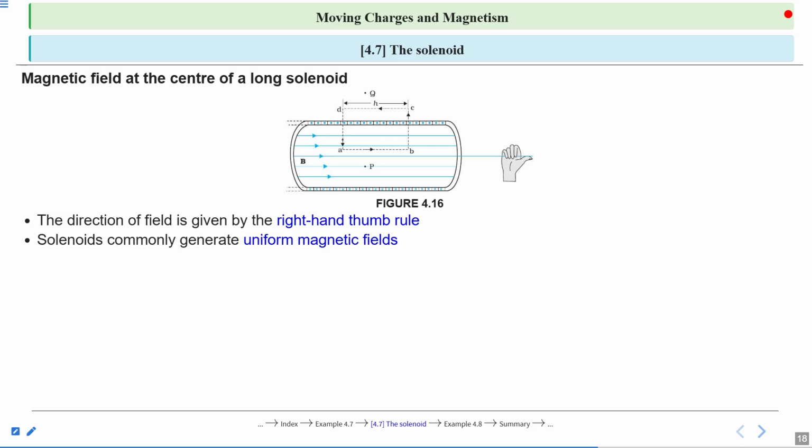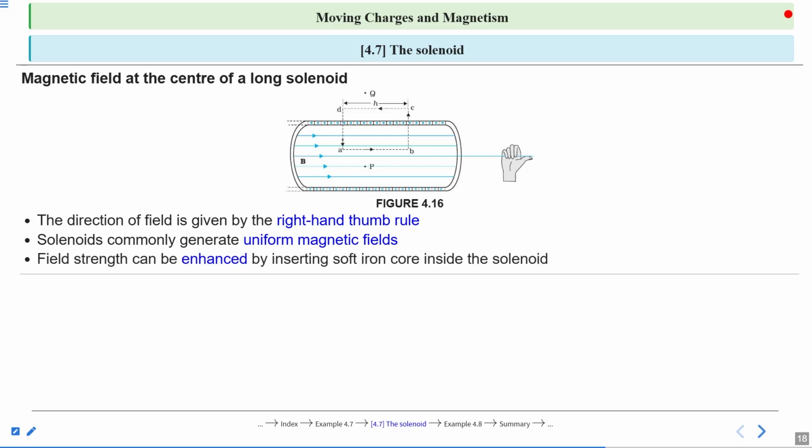Solenoids commonly generate uniform magnetic fields. Field strength can be enhanced by inserting soft iron cores inside the solenoid. That we are going to discuss in our upcoming chapter, magnetism and matter.